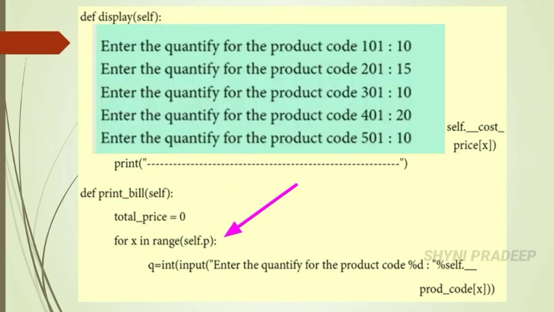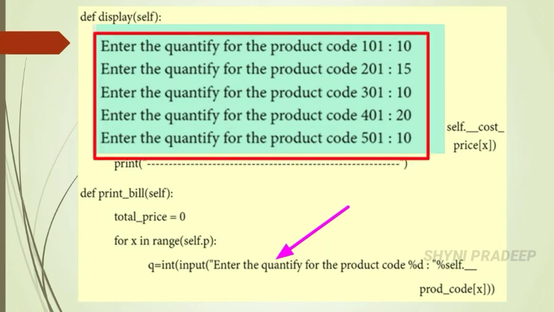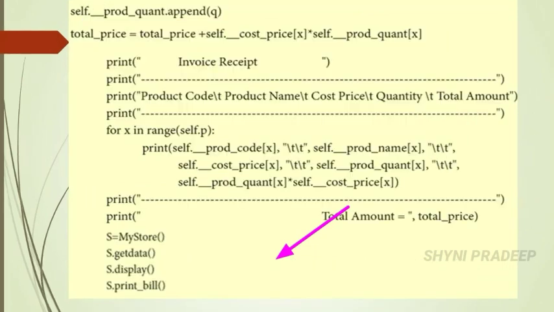Next a for loop is given, q is equal to input, enter the quantity of the product code. So enter the quantity for 5 products. See here, 10, 15, 10, 20, 10. You have entered the quantities. So all the product quantities are added in the list. After that, total price is equal to total price plus cost price into product quantity, okay. So how will you calculate total price?